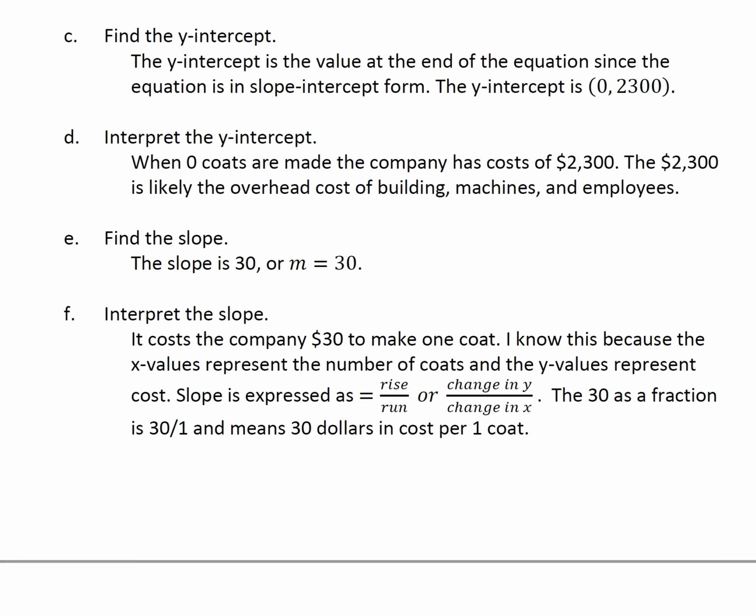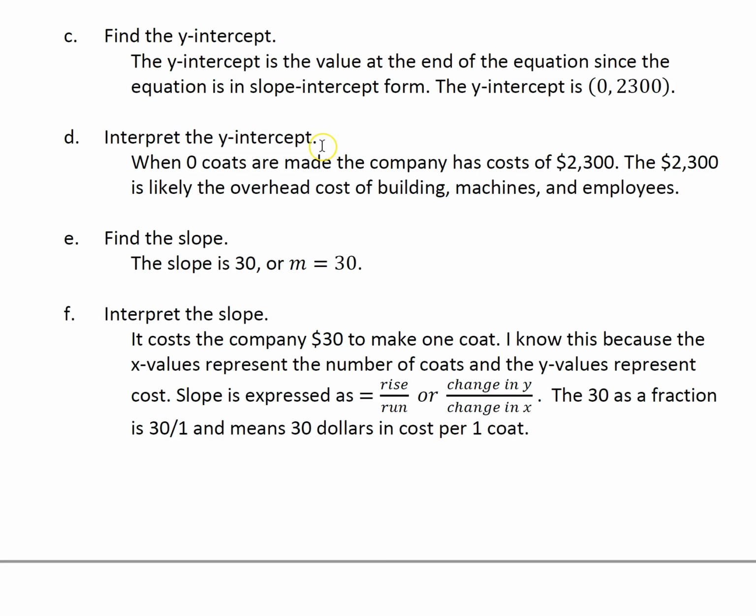We're going to take a look at the y-intercept now. The y-intercept is the value at the end of the equation, since the equation was in slope-intercept form. Now, the value at the very end of the equation was 2,300. So that tells us that the y-intercept is the ordered pair (0, 2,300).